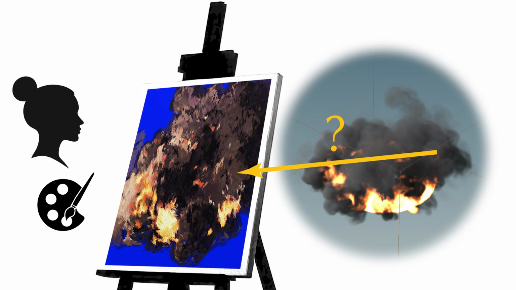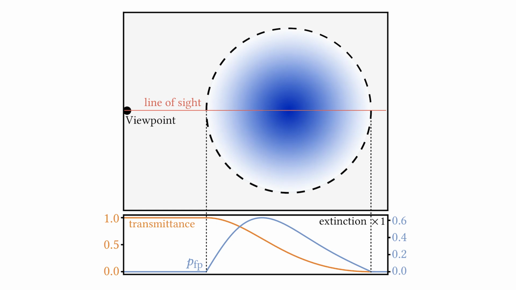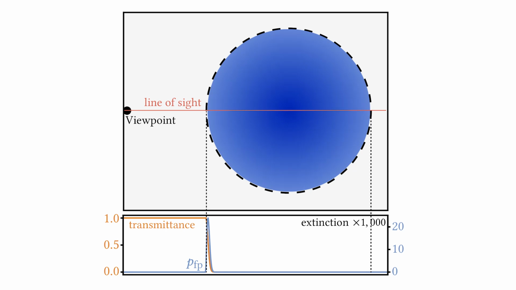Participating media introduce unique challenges distinct from those of surface geometry. Due to volumetric occlusion, multiple 3D points may project to the same pixel, complicating the design of spatial features necessary for stylization. To address this, we leverage a fundamental connection between surface and volumetric visibility. Surface visibility corresponds to a delta function along a ray, while participating media are characterized by the free path distribution, a smooth probability density derived from the extinction coefficient. As the extinction coefficient increases, this distribution converges toward a delta function, allowing volumetric media to behave increasingly like surfaces.